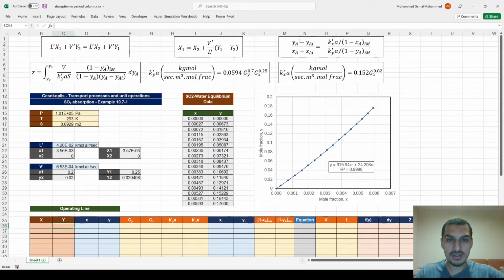So these are the operating line data. You can assume random values, and you have to keep this in mind: I'm gonna separate the region of y, starting from 0.02 till 0.2, into regions, and depending on these regions, I'm gonna do the calculations for each one of them, and at the end use the trapezoidal rule to calculate the total area under the curve, which is the height of the column according to this equation.